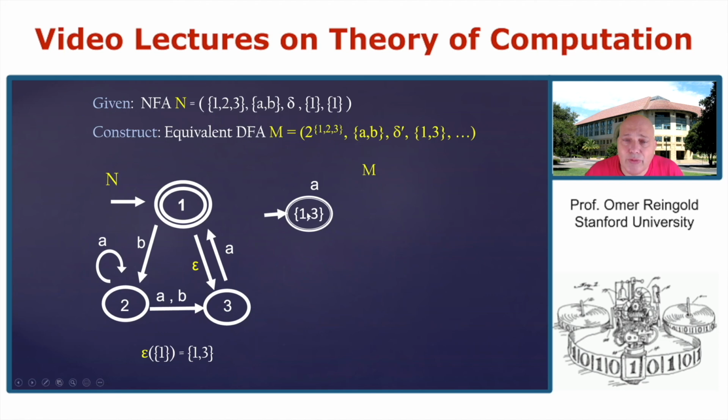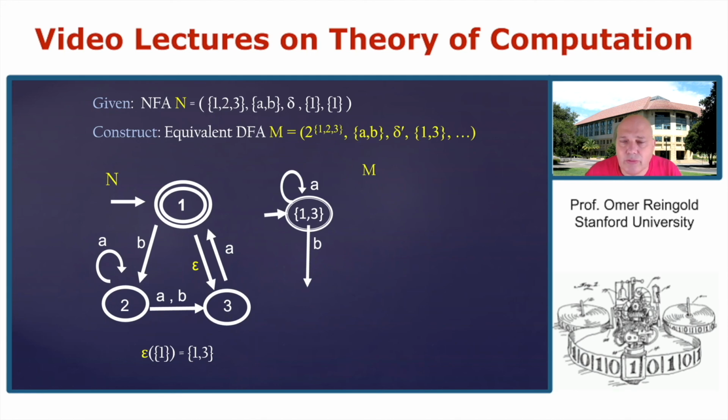So from 1, 3, you don't reach 1, but you reach the epsilon closure of 1. The epsilon closure of 1, we already calculated, is 1, 3. So A from 1, 3 is a self loop. Let's look at B. From 1, 3, where can you reach on B? From 1, you can reach 2. From 3, there is no B transition, so you cannot reach anything else.